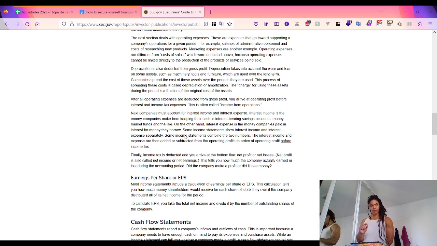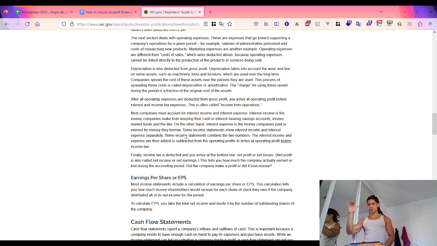Interest income is the money companies make from keeping their cash in interest bearing saving accounts, money market funds and the like. And this is something interesting because I didn't know what a money market fund is, and well, they exist. But to keep it short, okay.